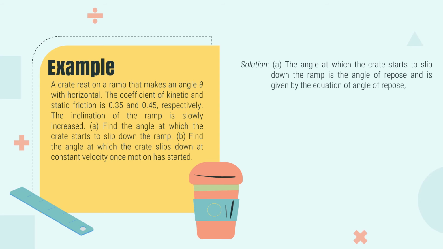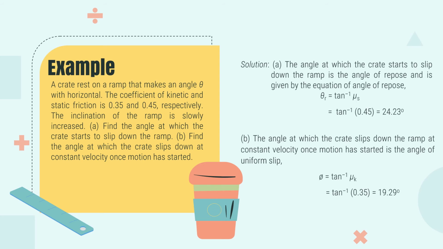To solve for A, the angle at which the crate starts to slip down the ramp is the angle of repose. It is given by the equation theta sub r is equal to inverse tan mu sub s, which is inverse tan of 0.4500. That yields 24.2300 degrees.